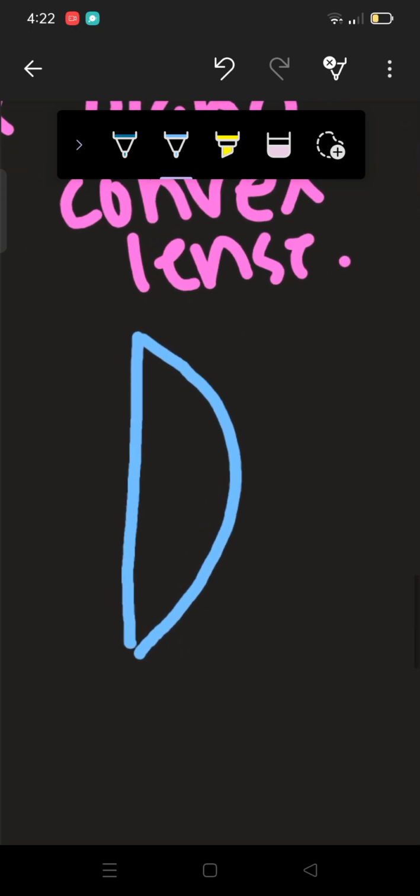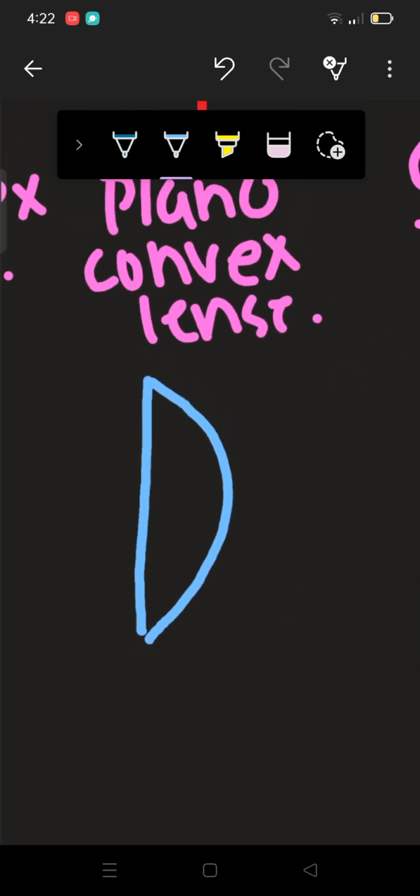But talking about plano-convex lens, one side is plane and another side is curved out. Alright, so this is what it is. This is plano-convex just because one side is plane and another side is going out, thicker. From the middle it is thick and from the edges it is thin. So that's why it is known as plano-convex lens.